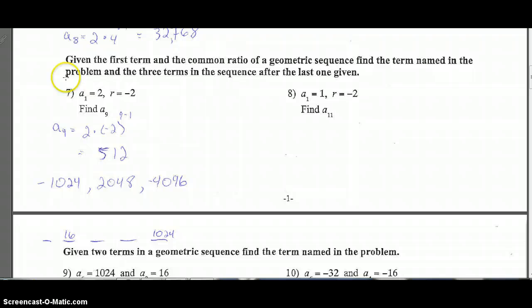Okay, and now you know A sub 1, and you know R, you've got to find A sub 9. So then you're plugging in 9 for n. Plugging that into the equation, you get 512.